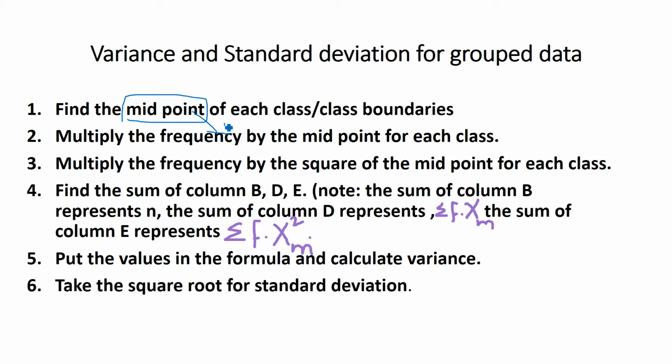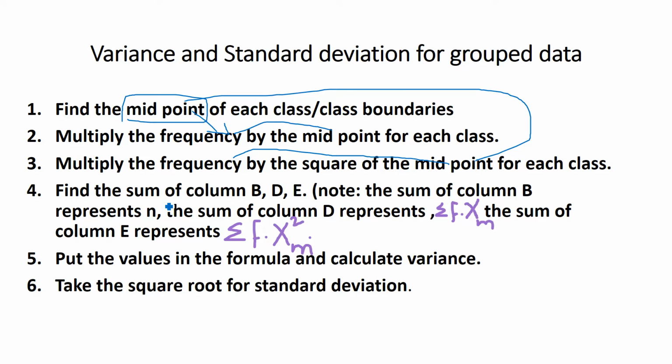In the first step, we have calculated the midpoint. In the second step, we multiply the midpoint by the frequency. Third, you have to square the midpoints which we calculated in step number 1, and then multiply the square of the midpoint by the frequency. In step number 2, you directly multiply the midpoint with the frequency. In step number 3, you first square the midpoint, then multiply with the frequency.